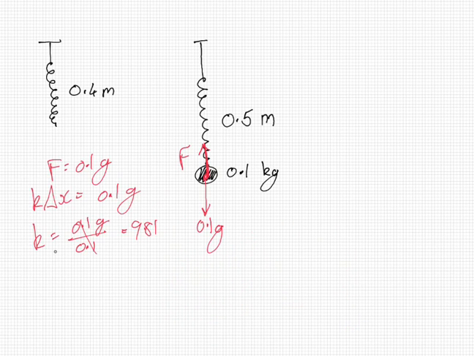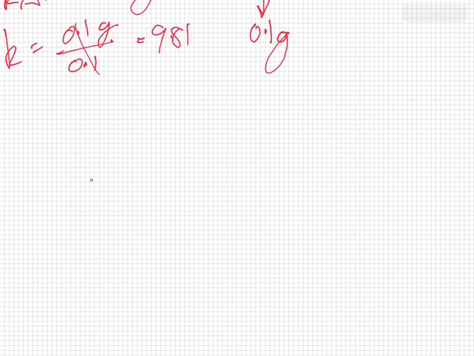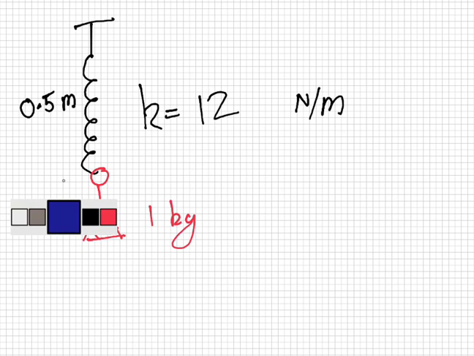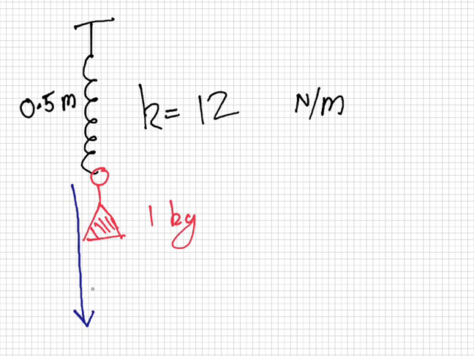Right, so here's another one for you to try. The K is 12 newtons per meter, and the length here is 0.5 meters. And I now come along and hang a weight here of 1 kilogram. I would like to know how far it moves down. What's the distance it moves down?